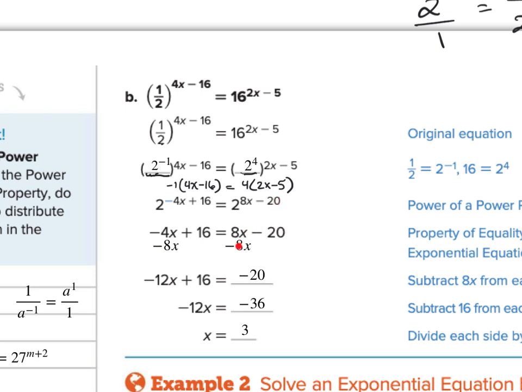Subtracting 8x from both sides, this becomes 0. Then I have negative 12x plus 16 is equal to negative 20. Then we need to move our numbers over to the other side. And then negative 12x equals negative 36, divide by negative 12, and then x is equal to 3. If x is 3, then these two terms are equal.